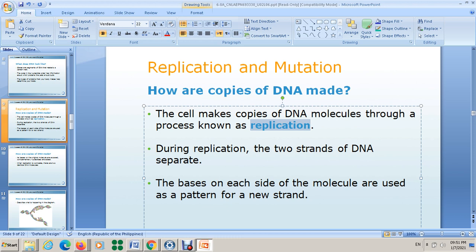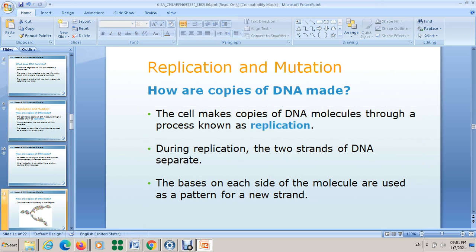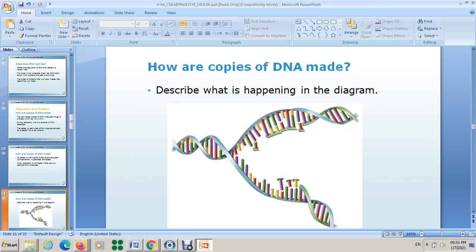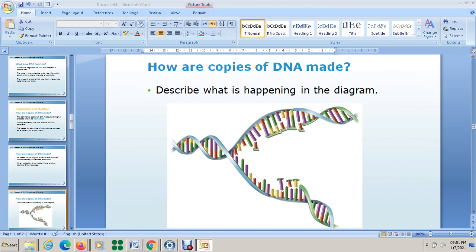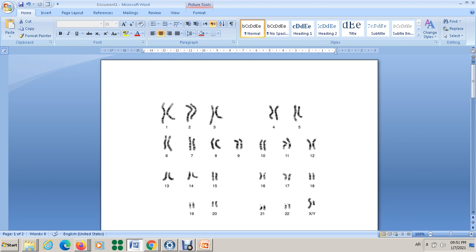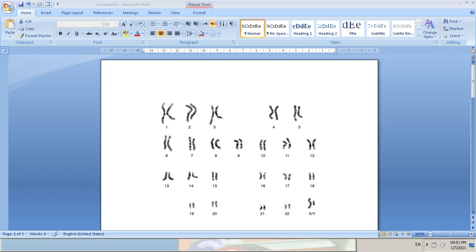During replication, if you remember, we said the DNA is double strand, right? I want you to look at this karyotype. If you remember, we said each chromosome will be copied. This one will be copied, this one will be copied, then they will make the X structure, right? So how will they make a copy of this one and a copy of this one? This is what we want to explain today.